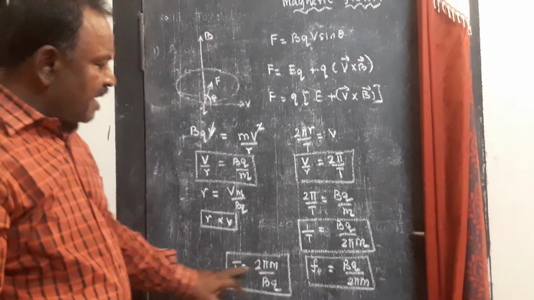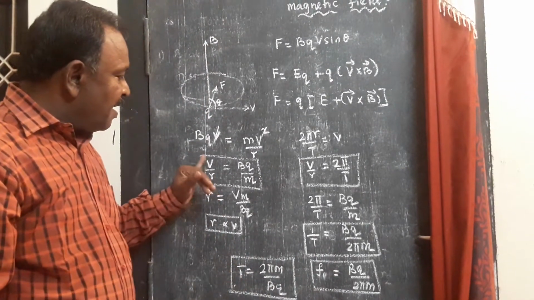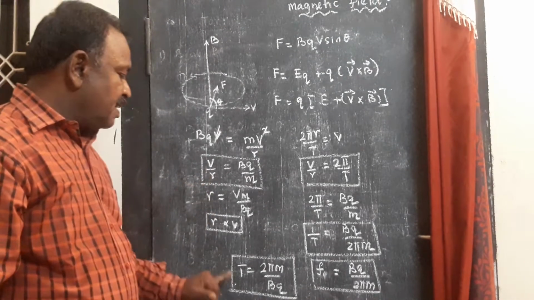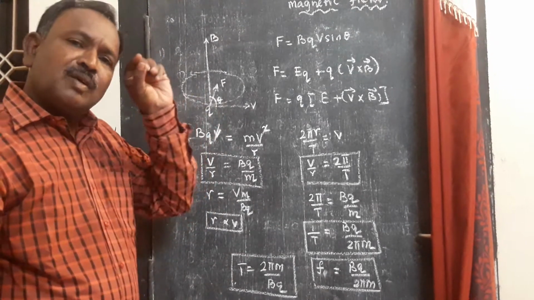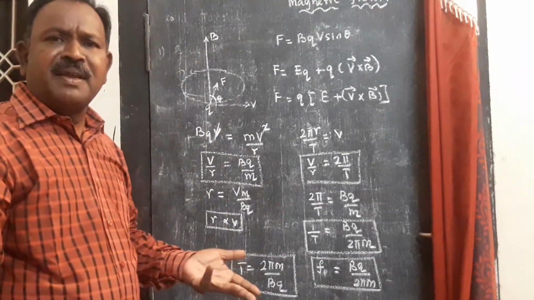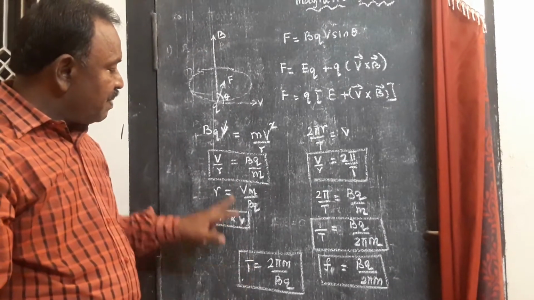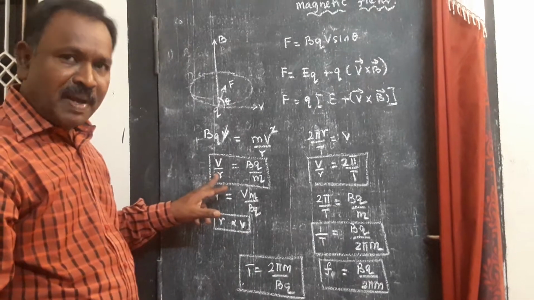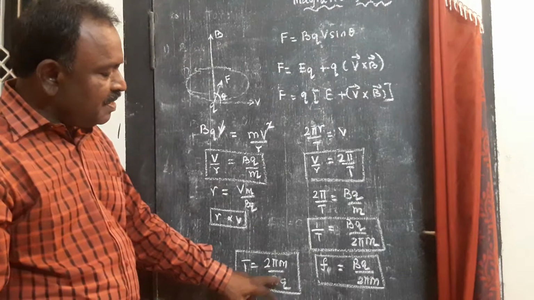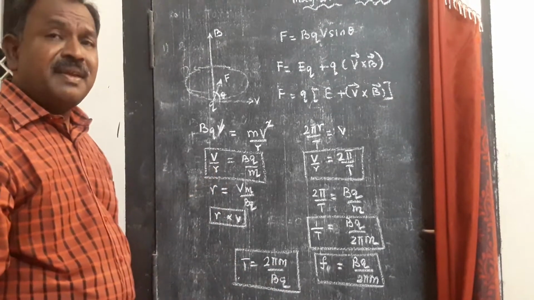When you see time period and frequency, they do not depend upon the velocity or radius of the path. So whether the particle moves in a circular path of smaller radius or larger radius, the time period remains the same. It depends only upon magnetic field, mass and charge. So it does not depend upon the radius.